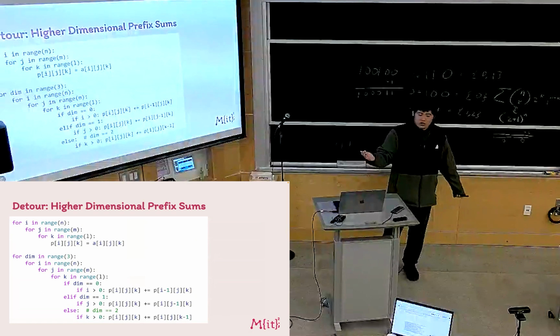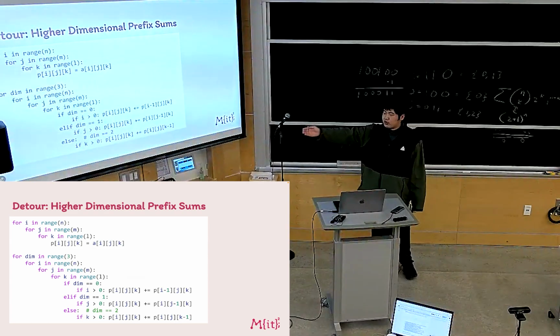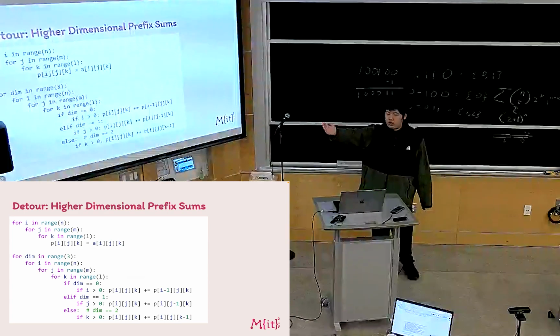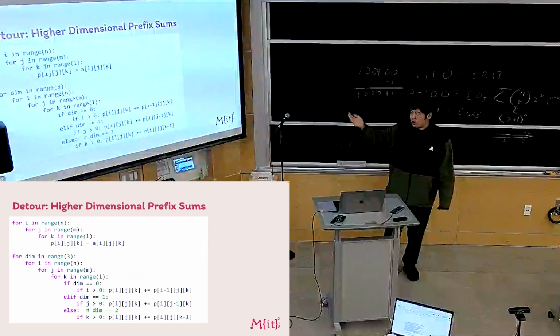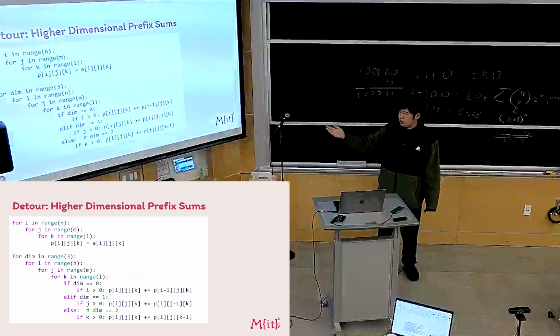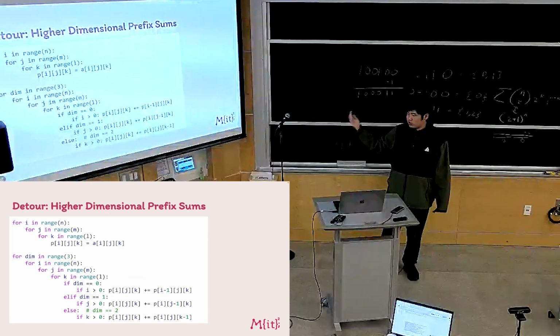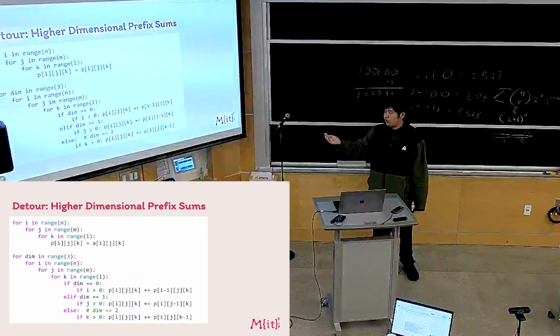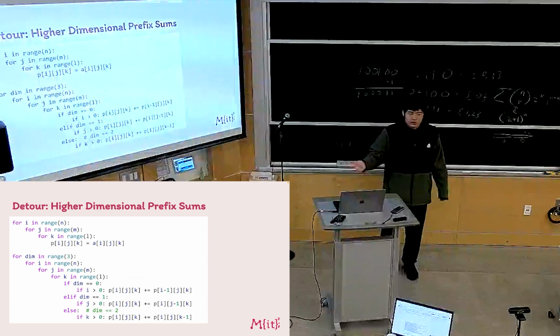So suppose we wanted to do, say, 3-dimensional prefix sums. Then again, we can do something similar. We iterate the dimension from 0 to 3 exclusive, so from 0 to 2. Then we iterate over our prefix sum array. If the dimension is 0, we do the transition on i. If the dimension is 1, we do the transition on j. And if the dimension is 2, we do the transition on k. Does this make sense?